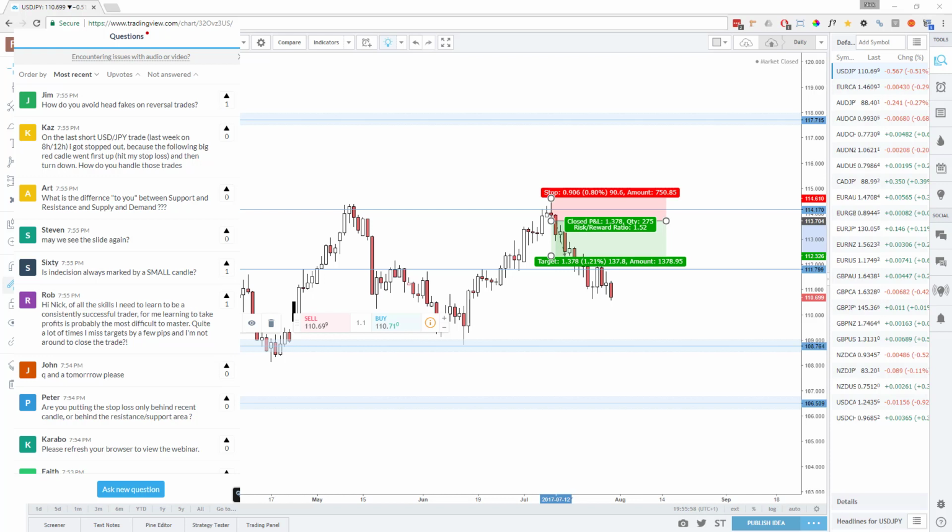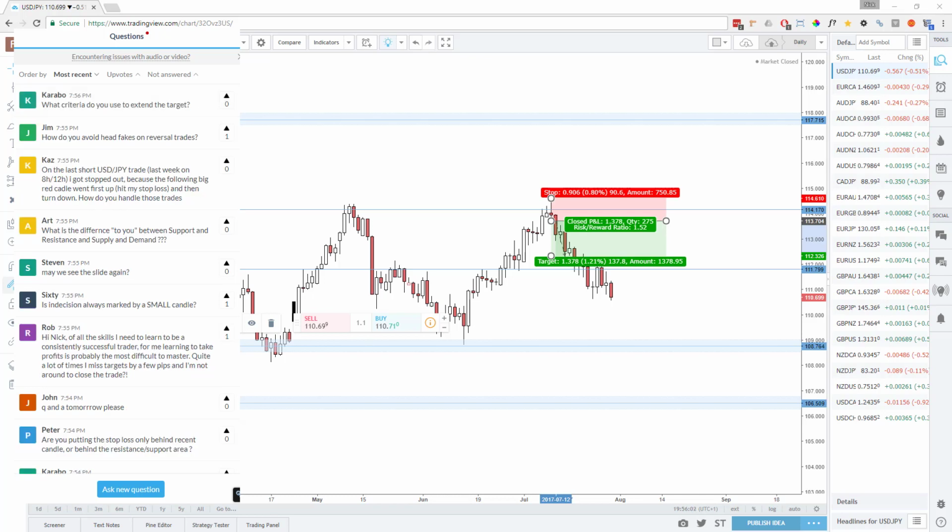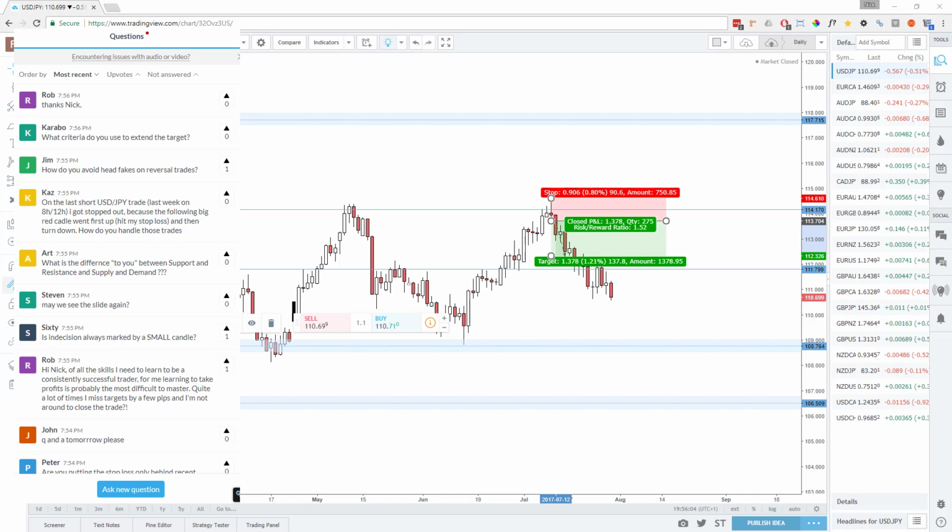Galoo: Is indecision always marked by a small candle? Almost always, yeah. Indecision is almost always a small candle.